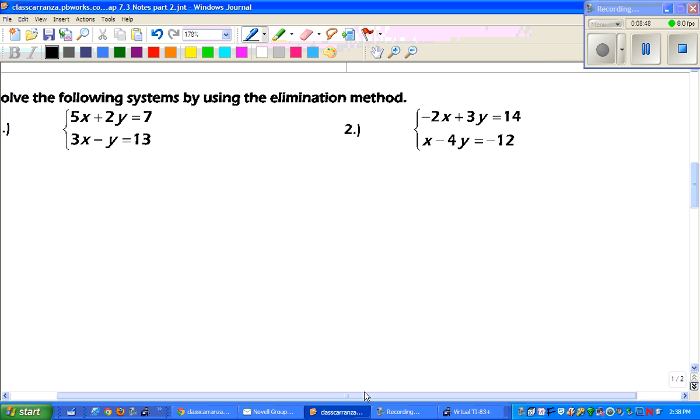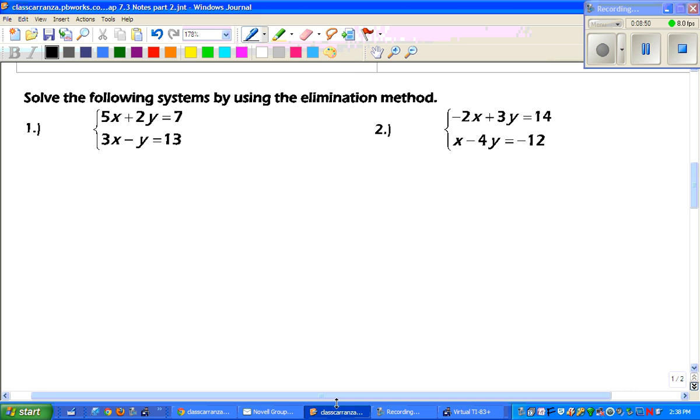So the directions for these next ones says to solve the following systems by using the elimination method. We'll go through a couple more together, and then the rest of these will be all on your own.